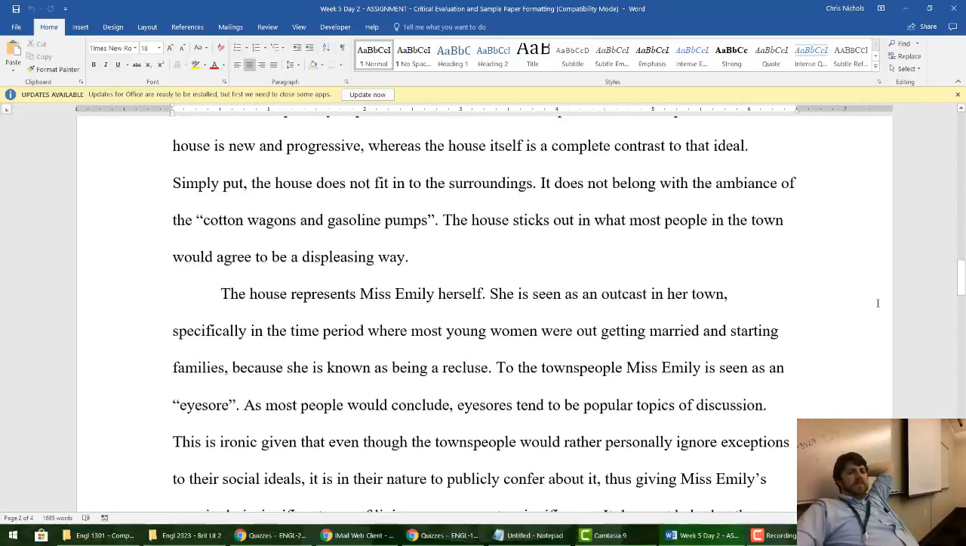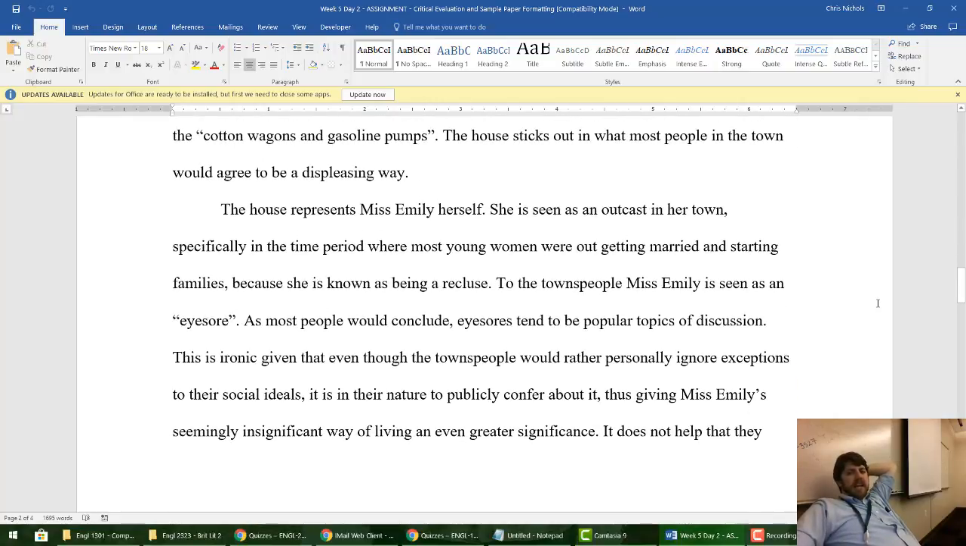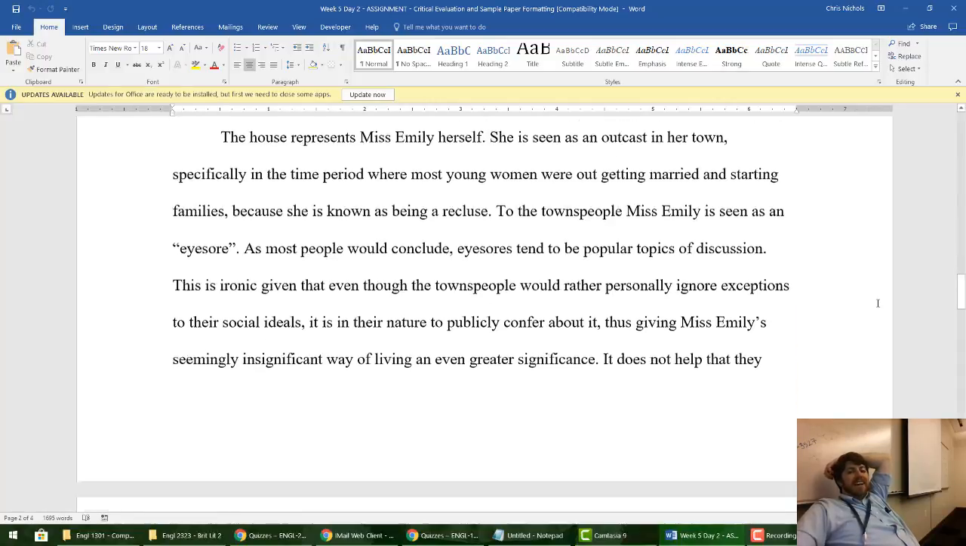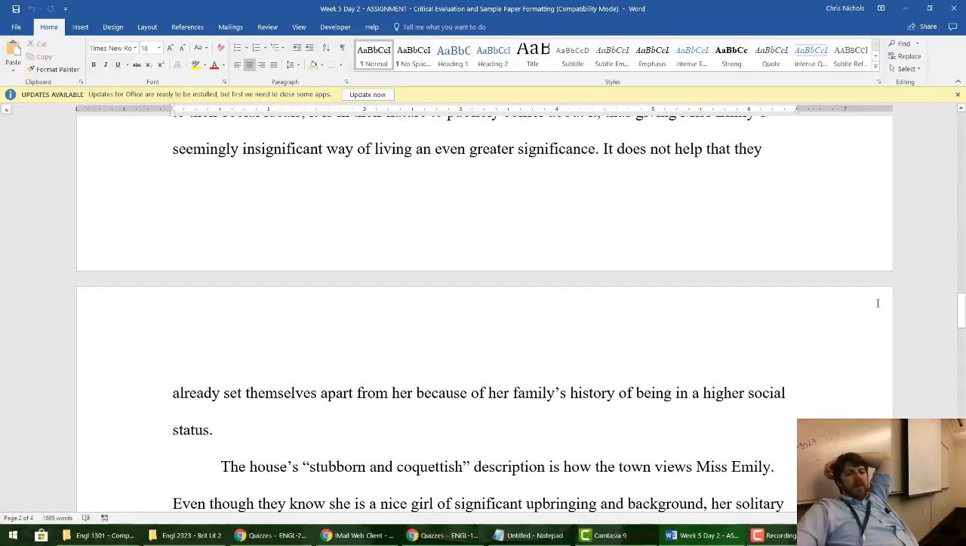And she says the house represents Miss Emily herself. She is seen as an outcast in her town, specifically in the time period where most young women were out getting married and starting families, because she's known as being a recluse. To the townspeople, Miss Emily is seen as an eyesore. As most people would conclude, eyesores tend to be popular topics of discussion. And this is ironic given that even though the townspeople would rather personally ignore exceptions to their social ideals, it's in their nature to publicly confer about it, thus giving Miss Emily's seemingly insignificant way of living an even greater significance. It does not help that they already set themselves apart from her because of her family's history of being in a higher social status.